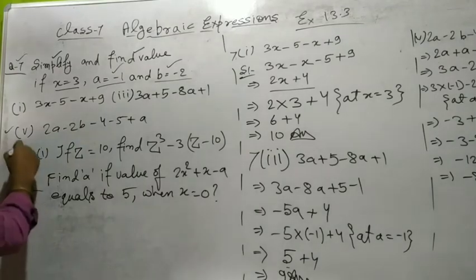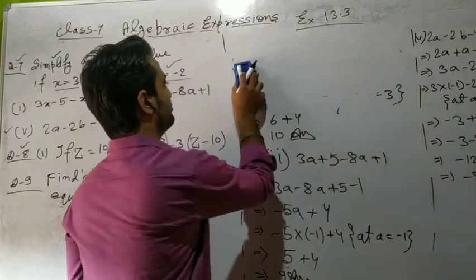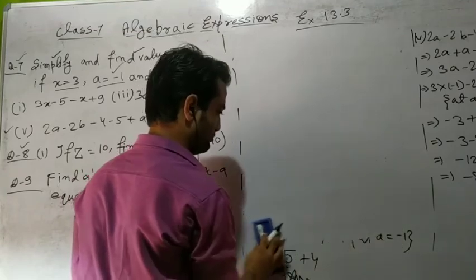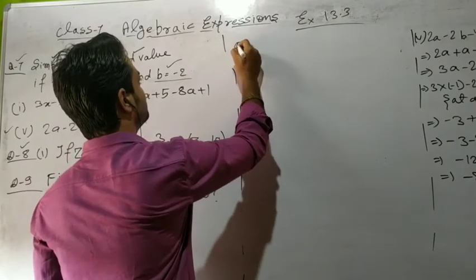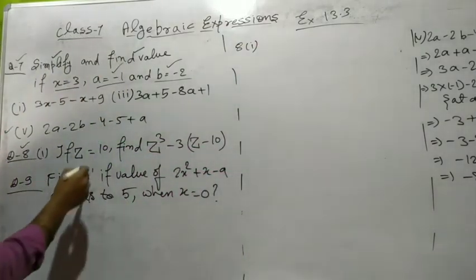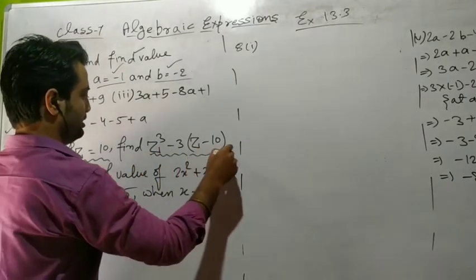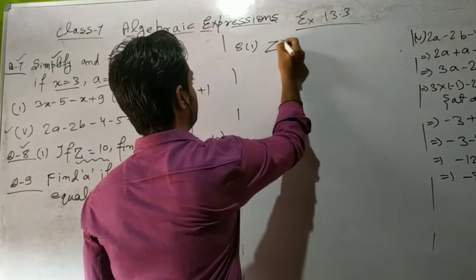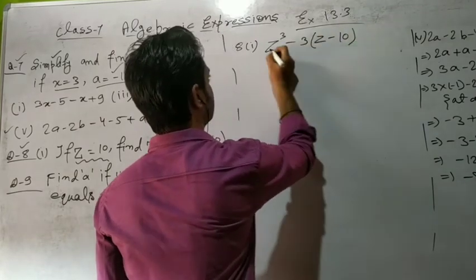Now let us move to the 8th question. I am going to erase. So the 8th question is asking us, the first part is there. If z equals 10, then find the value of z cube minus 3 into the bracket z minus 10. So we have got z cube minus 3 into the bracket z minus 10.